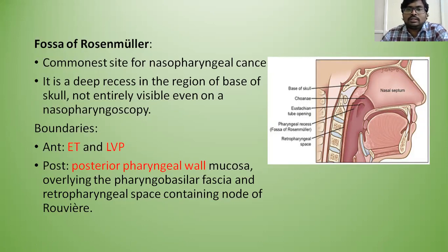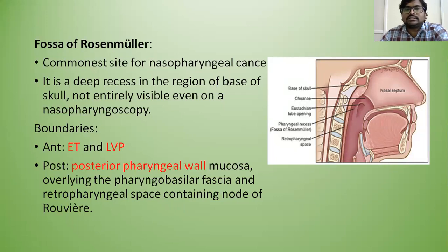So all the neck swellings, when you do an FNAC, particularly the jugulodigastric lymph node, if they are metastatic deposits, you should always rule out the nasopharyngeal carcinoma because you cannot visualize it. Patient does not have any symptoms. The only symptom will be swelling in the neck, which is nothing related to the nasopharynx. So that's why it's very important to know about fossa of Rosenmuller.